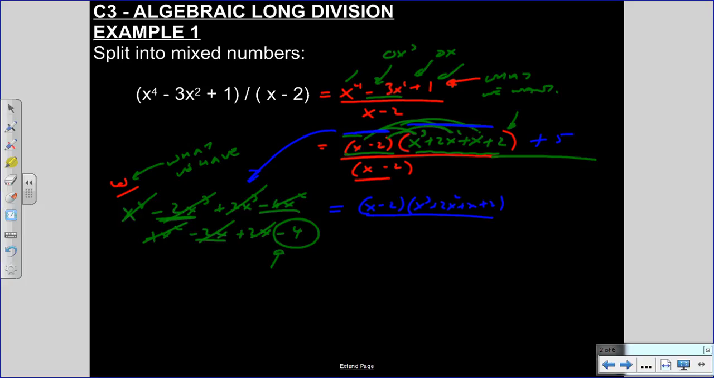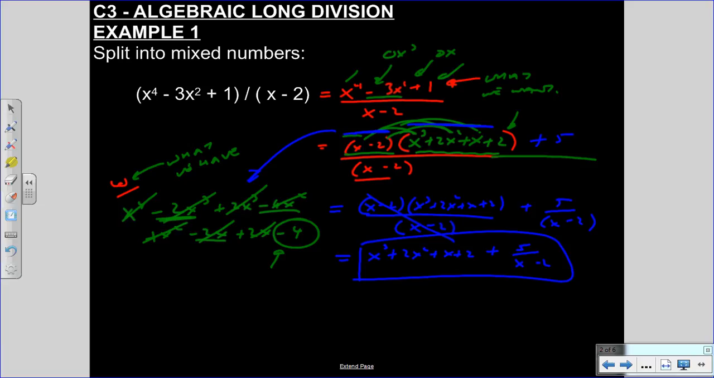Plus 2 all over x minus 2. Plus 5 over x minus 2, do you see? And now this and this cancel, and you have the form that you want. Now, this is really useful for partial fractions in terms of integration, which you'll be doing very shortly. So, it's really important that we can use algebraic division.